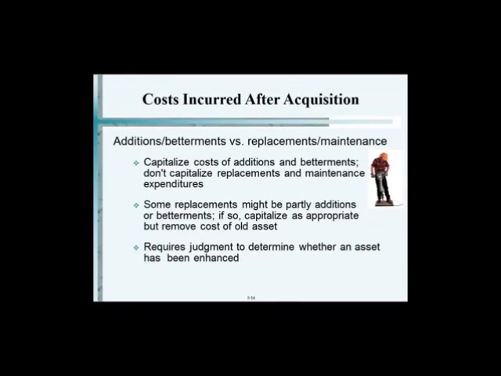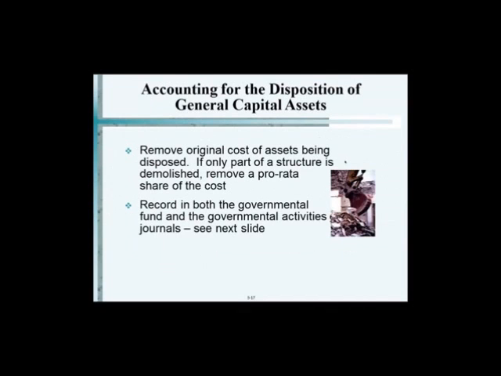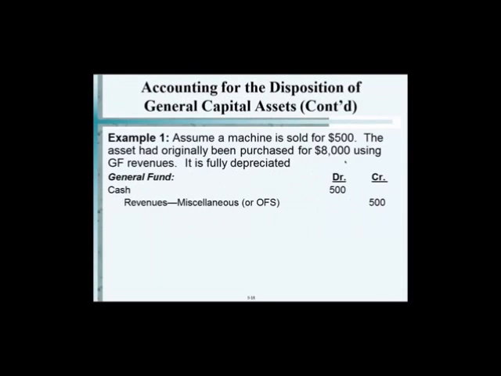Accounting for disposition. What happens when you sell a general capital asset? You have to remove the asset, and this is what happens. You sell a machine for $500. It was originally purchased for $8,000. Notice how it shows up in the general fund. Any reference to $8,000? No.